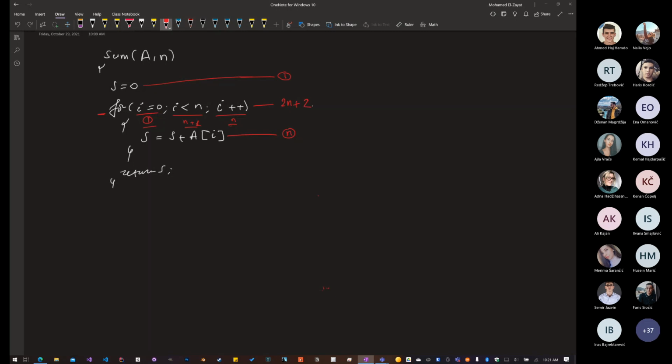2n plus 2, okay? So that's that. And this one obviously will run 1 time. The polynomial order of this method, when we sum all these up, we will end up with about 3n plus 4 or something like that.